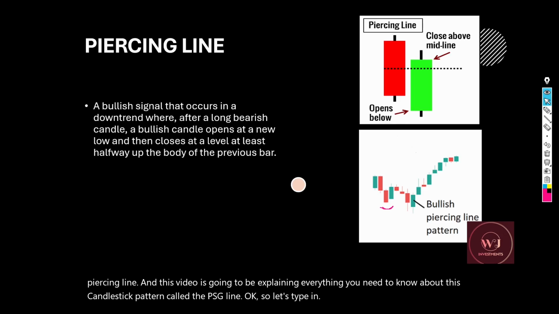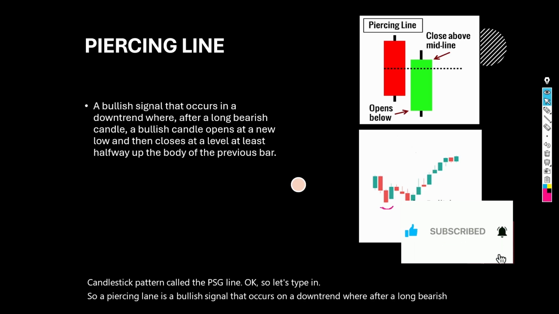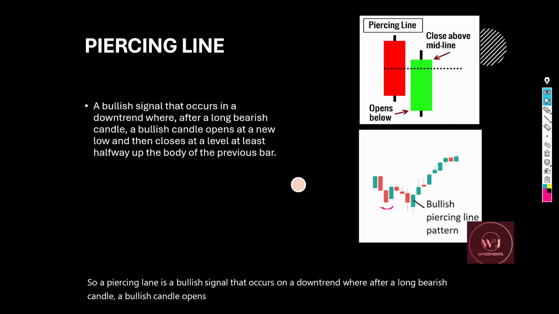So a piercing line is a bullish signal that occurs on a downtrend where after a long bearish candle, a bullish candle opens at a new low and then closes at least at a level at least halfway up the body of the previous bearish candle.